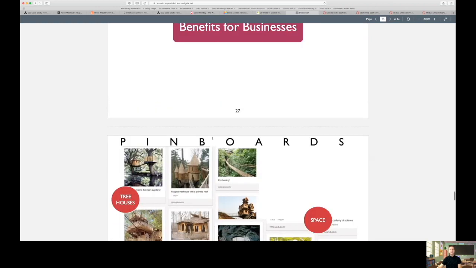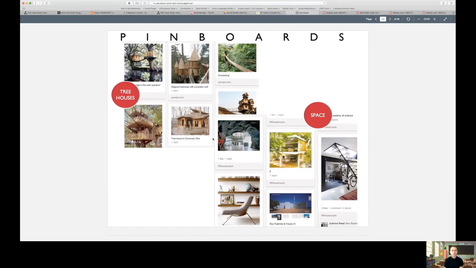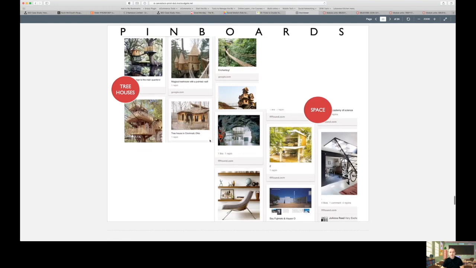What are the benefits for the business? We already talked about Pinboards. Again, Pinboards are quite powerful because they allow companies to group their images and content around these pinboards that are then viewed by potential customers or fans or whatever they are. And of course, these are just some examples of some of the pins that are quite interesting and quite nice.